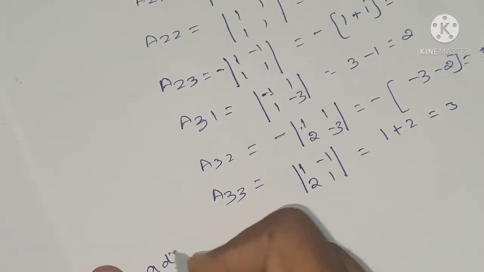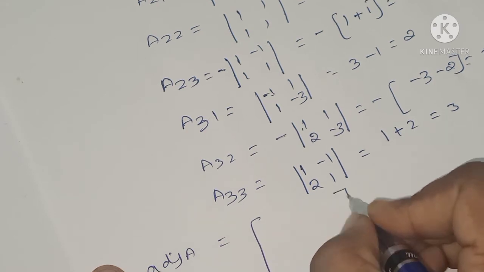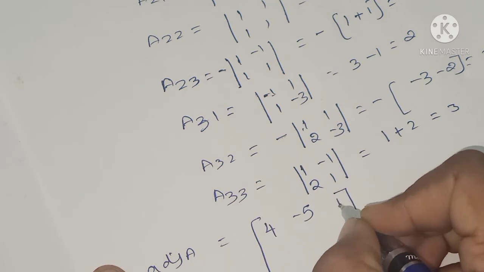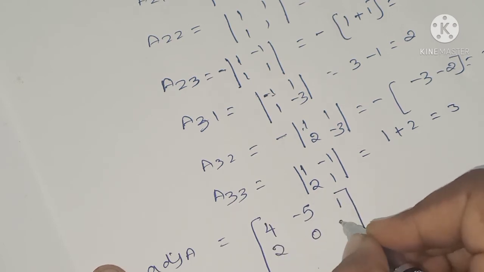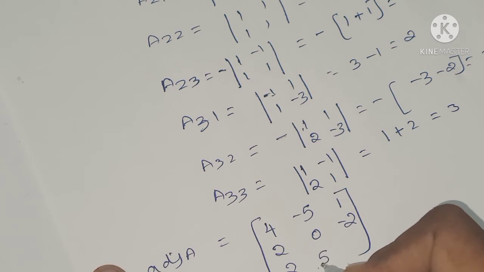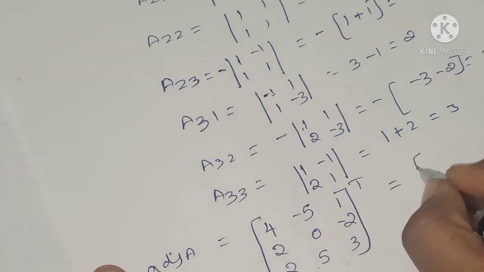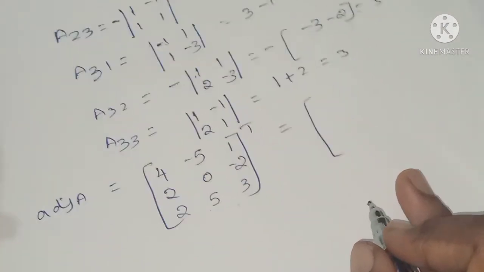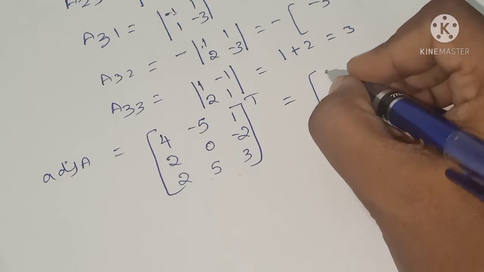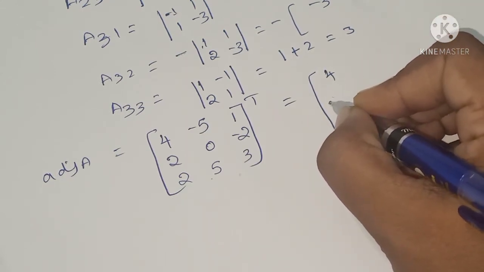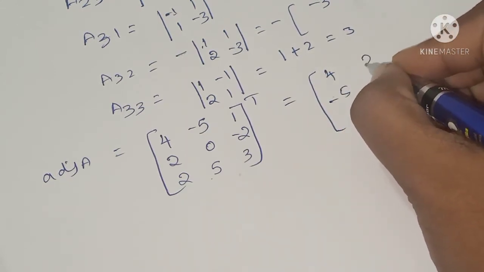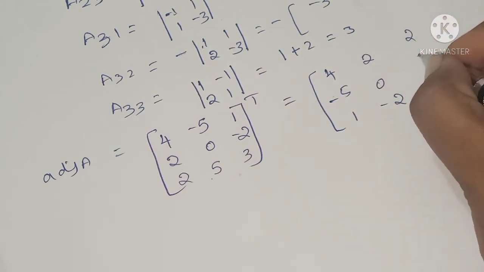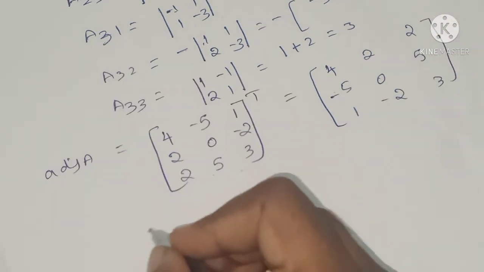So adjoint of A is equal to all the values. A11 is 4, minus 5, 1, 2, 0, minus 2, 2, 5, 3, the whole transpose. So this is equal to the first row will become first column, the second row will become second column, third row will become third column. So 4 minus 5 1 2 0 minus 2 2 5 3.